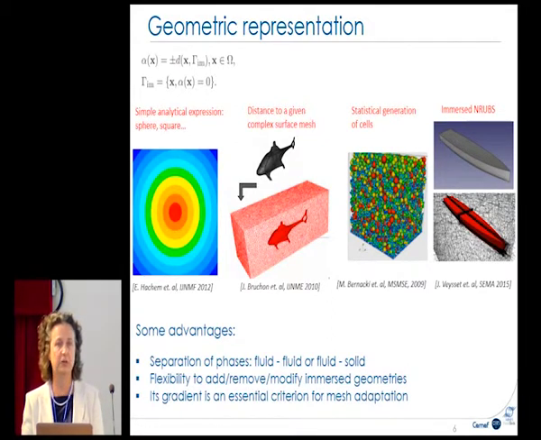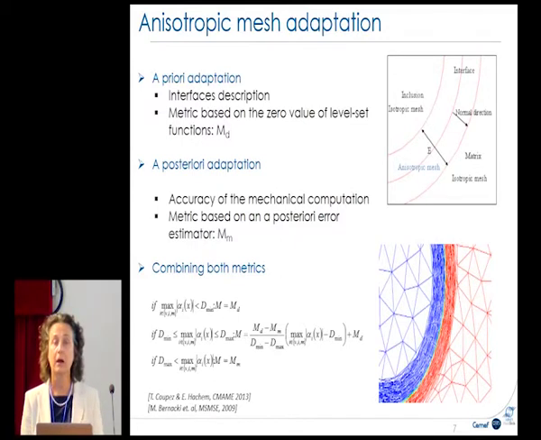So the main advantage is the separation of the different phases. So for us, it could be very interesting: fluid, solid, different fluids. Flexibility in terms of adding and moving different objects, because, for example, we can put a large part, and we can remove the part, add another, and so on, without the necessity to remesh and to spend a few days remeshing the part. So this is very powerful. And we also have the gradient at the interface in order to have the mesh adaptation.